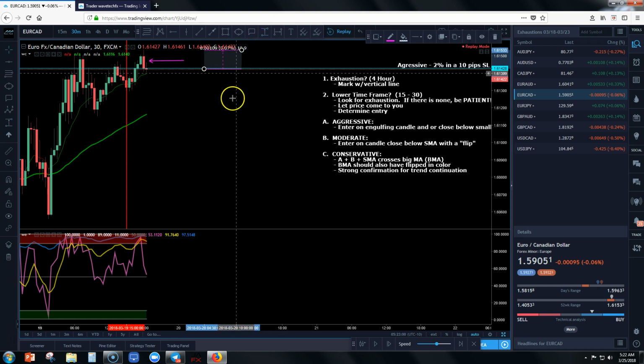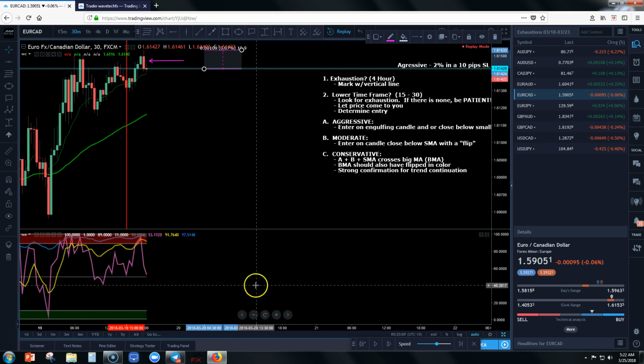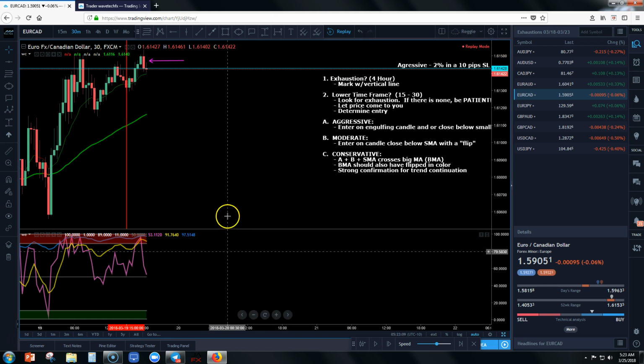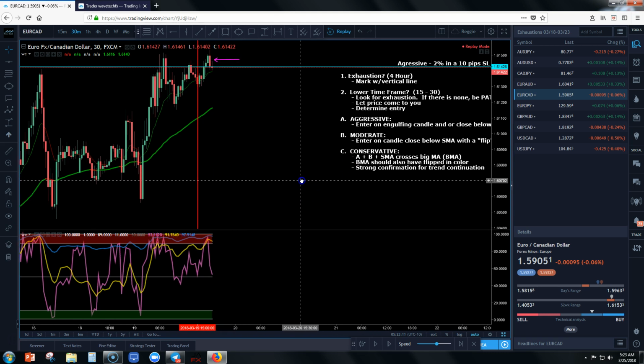Okay, so roughly right around there is going to be your stop loss. Okay. So I'm going to delete this box real quick. So that's the aggressive. Now for the moderate, what are we going to be looking for?